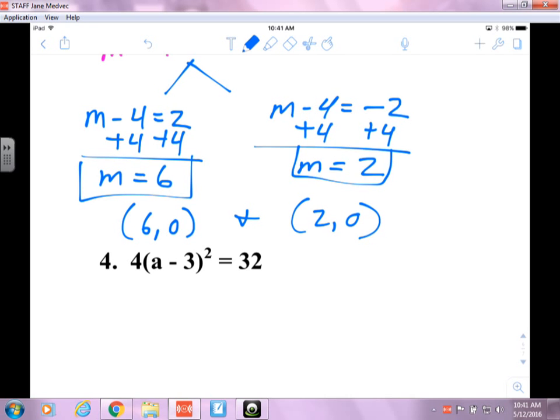Now you're going to see it both ways. Sometimes you're going to see m equals 6, m equals 2. Sometimes you're going to see them as ordered pairs. You need to be able to see it both ways. Okay? All right, let's take a look at the next one.